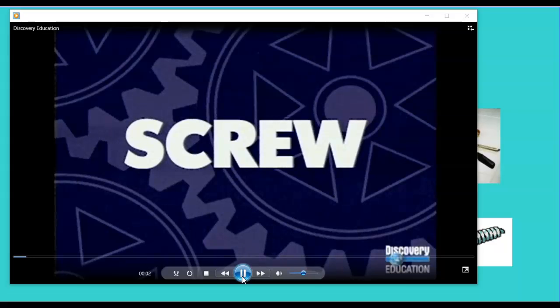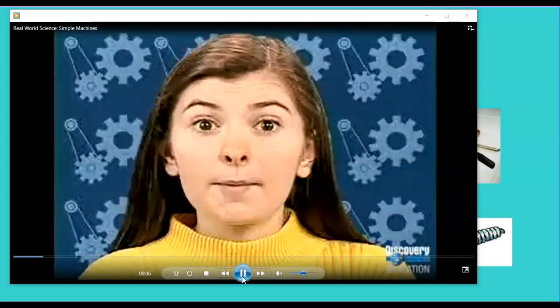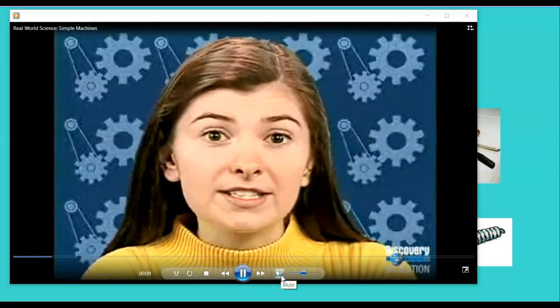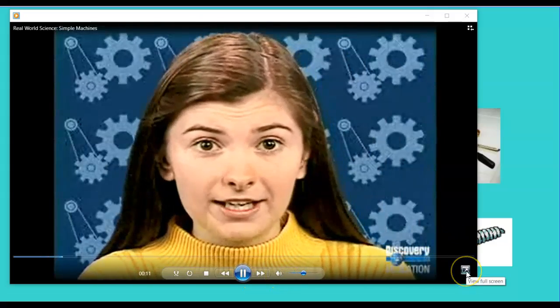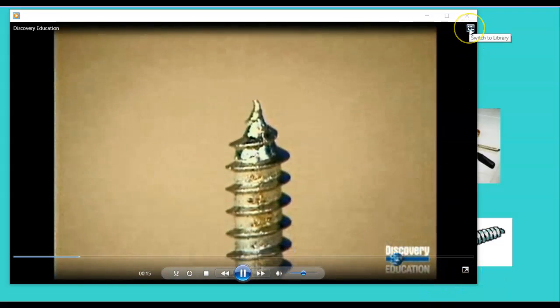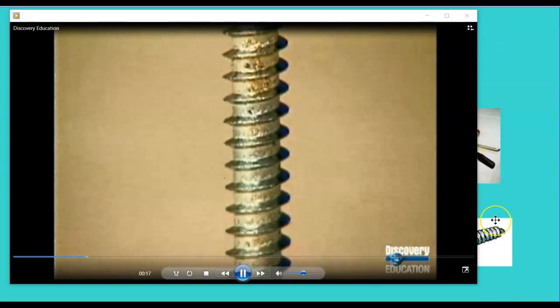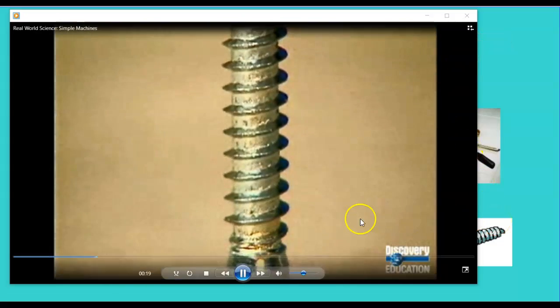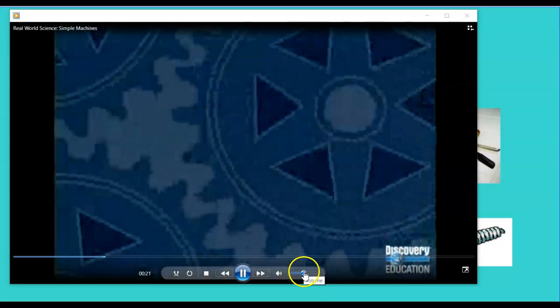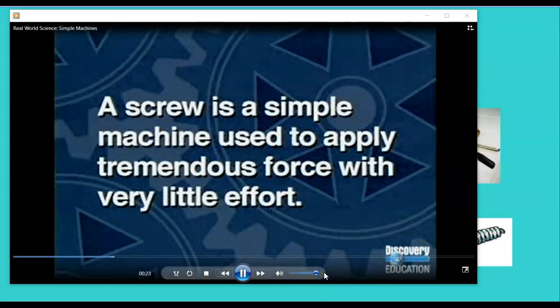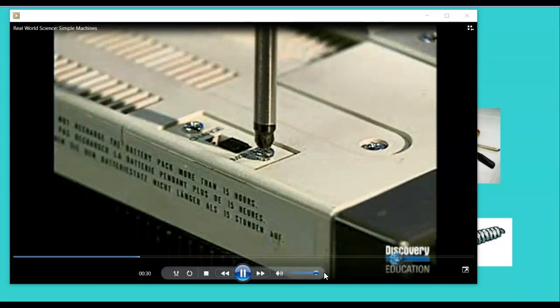The next type of simple machine we're going to look at is called the screw. Believe it or not, a screw is adapted from the inclined plane. If you follow the thread from the tip of the screw, you'll see an inclined plane constantly curving upwards around a shaft. A screw is a simple machine used to apply tremendous force with very little effort. People use screws every day. Screws are used to hold things together.